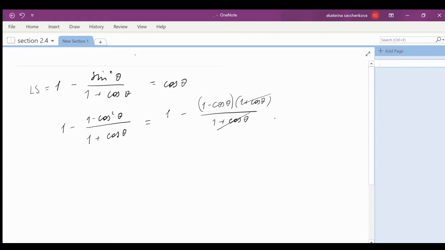This one is going to cancel, and what I'm going to get is 1 minus cosine of theta. The 1 and 1 are going to cancel, and I'm going to get exactly cosine of theta. We have minus and another minus, which is going to give us plus. So that's going to be a true statement. So left side is exactly equal to the right side. Maybe not very clear. I used here Pythagorean identity: sine square of theta plus cosine square of theta equals 1. If you move cosine over here.